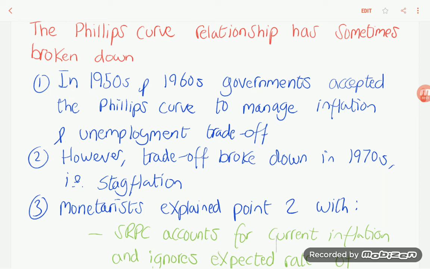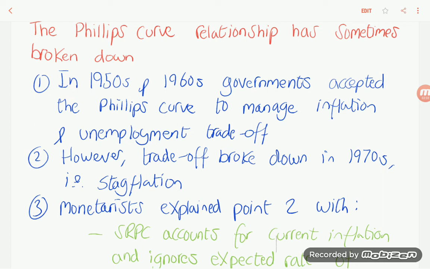The Phillips curve relationship has sometimes broken down. In the 50s and 60s, governments used the Phillips curve to try and manage the trade-off between inflation and unemployment. However, in the 1970s, the relationship between unemployment and inflation seemed to break down. There was a period of stagflation. A stagnant economy is where there's low growth and high unemployment as well as high inflation.